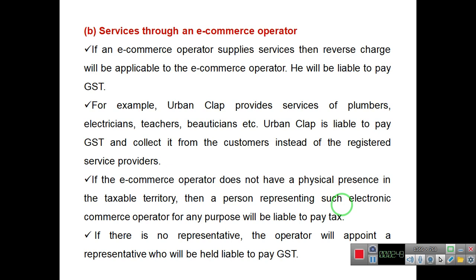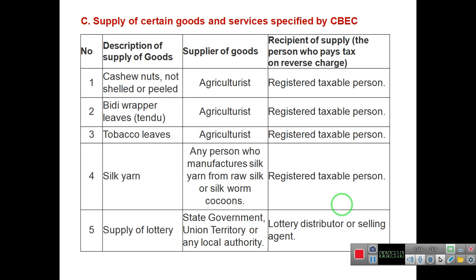If the e-commerce operator does not have a physical presence in the taxable territory, then a person representing such electronic commerce operator will be liable to pay tax. If there is no representative, the operator will appoint a representative who will be liable for paying GST.